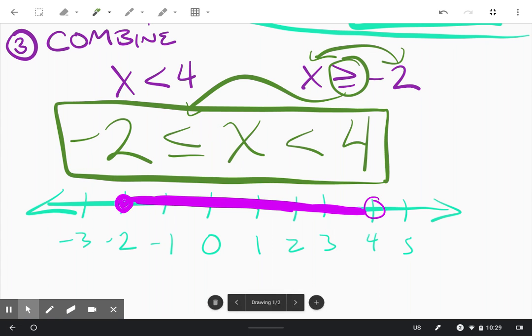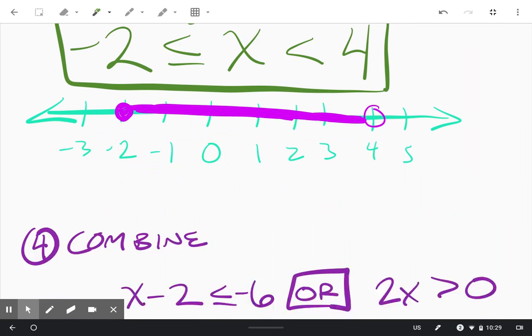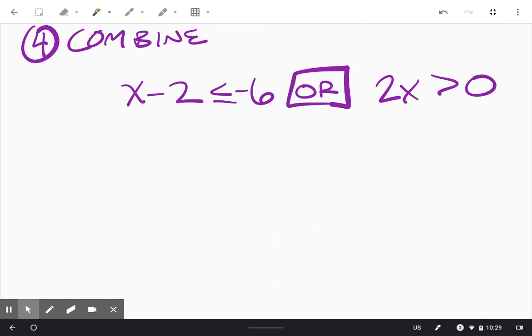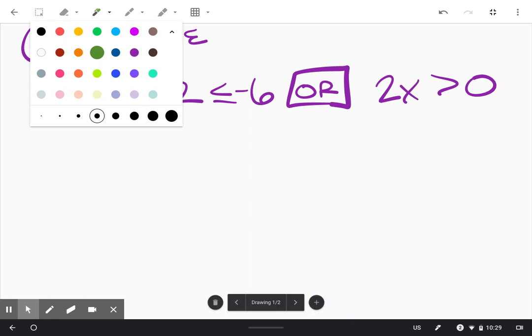So that's why when I switch my negative 2, it ends up with a less than rather than a greater than. So that's what it means when it says combine. And here's another one. Now this is an or, so this is a disjunction.